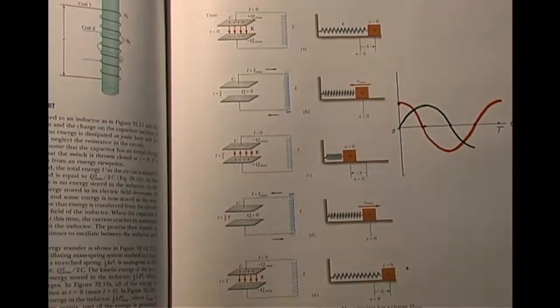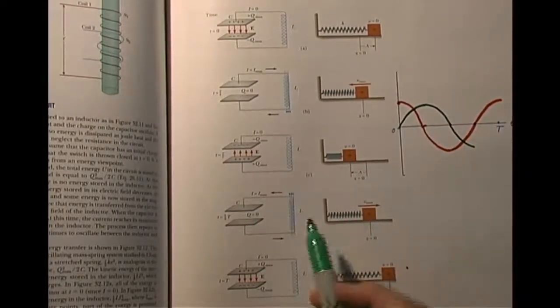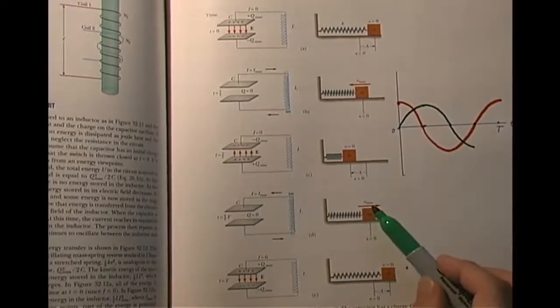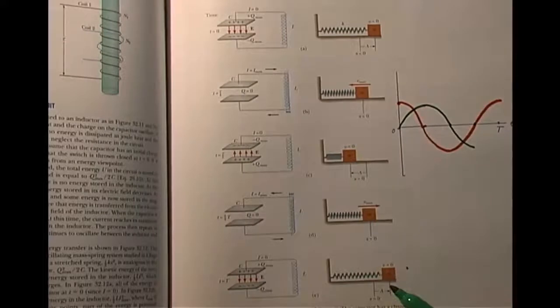And as far as the current is concerned, you start from maximum value and gradually decrease to 0, just like the speed here goes from maximum value and gradually decreases to 0 when the spring is fully stretched. So we go like this.